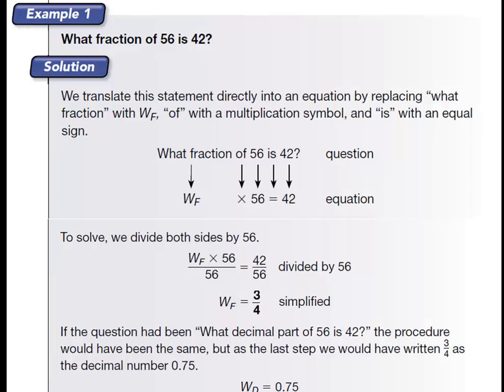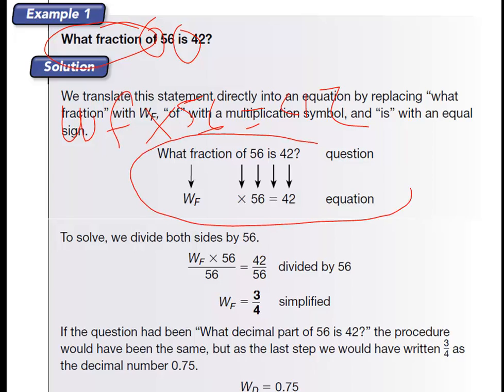So in our first example we see that it asks us what fraction of 56 is 42. So we're just going to start replacing things. We're going to take our what fraction, we're going to make that WF. We're going to take the of, and what does that mean? Times 56, and is means what? Equals 42. So you see that we've done that right here.